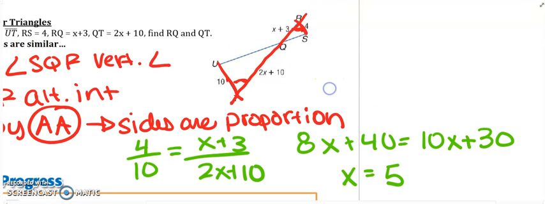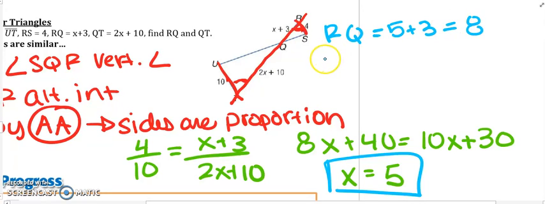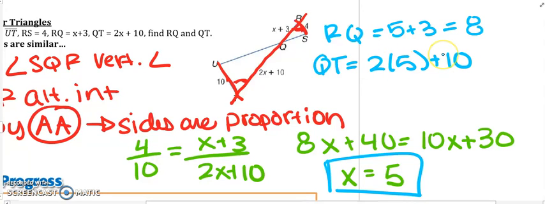And it asks for, always got to check and see my answer, so that's a good start. But it asks for RQ, which is x plus 3, which is going to be 8. And then it asks for QT, which is 2x plus 10, which is going to be 10 plus 10, which is going to be 20. And so those are the actual two answers at once, 8 and 20.